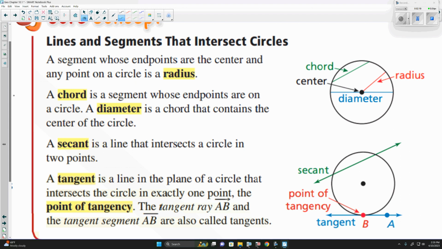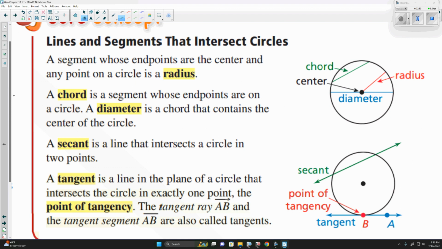A chord is a segment whose endpoints are on the circle. So any line that connects two points on the circle is a chord. Now we have something called the great chord, and a great chord goes through the center. We call it the diameter. The diameter is a chord that contains the center of a circle. So a line that connects two endpoints and goes through the center is the diameter. Questions on any of this so far?